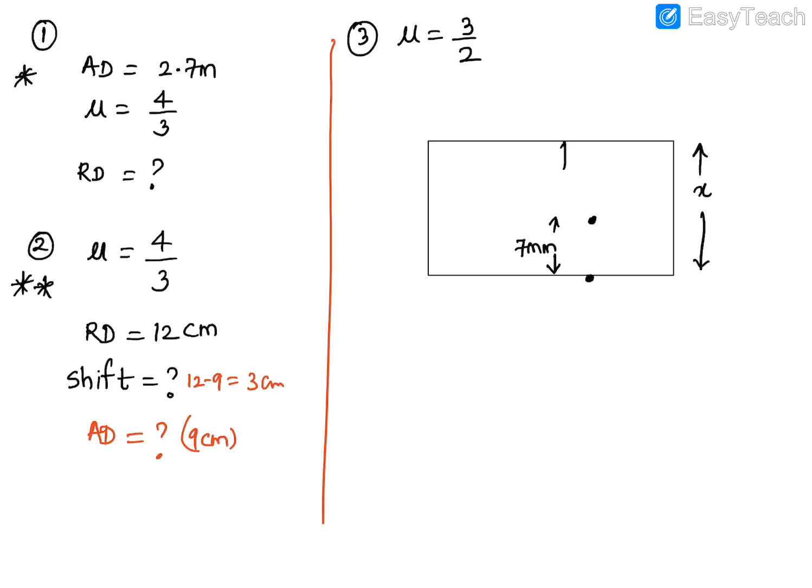What is your apparent depth, guys? Find that out first. What will be your apparent depth? It will be x minus 7. That's the only catch. Your apparent depth is not 7, it is x minus 7 because it is measured from the top. So that's your real depth, that's your apparent depth, and then use the refractive index formula. Mu is equal to real depth upon apparent depth, and then done.